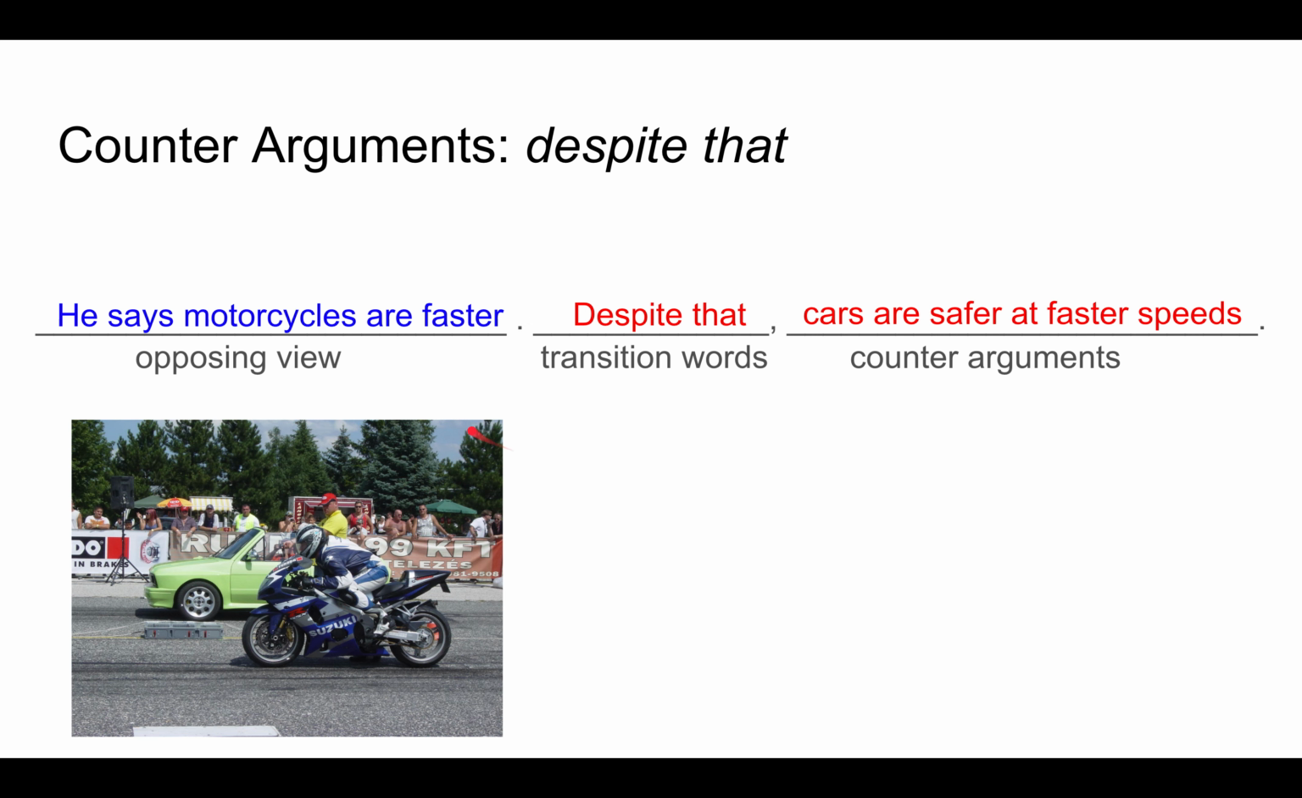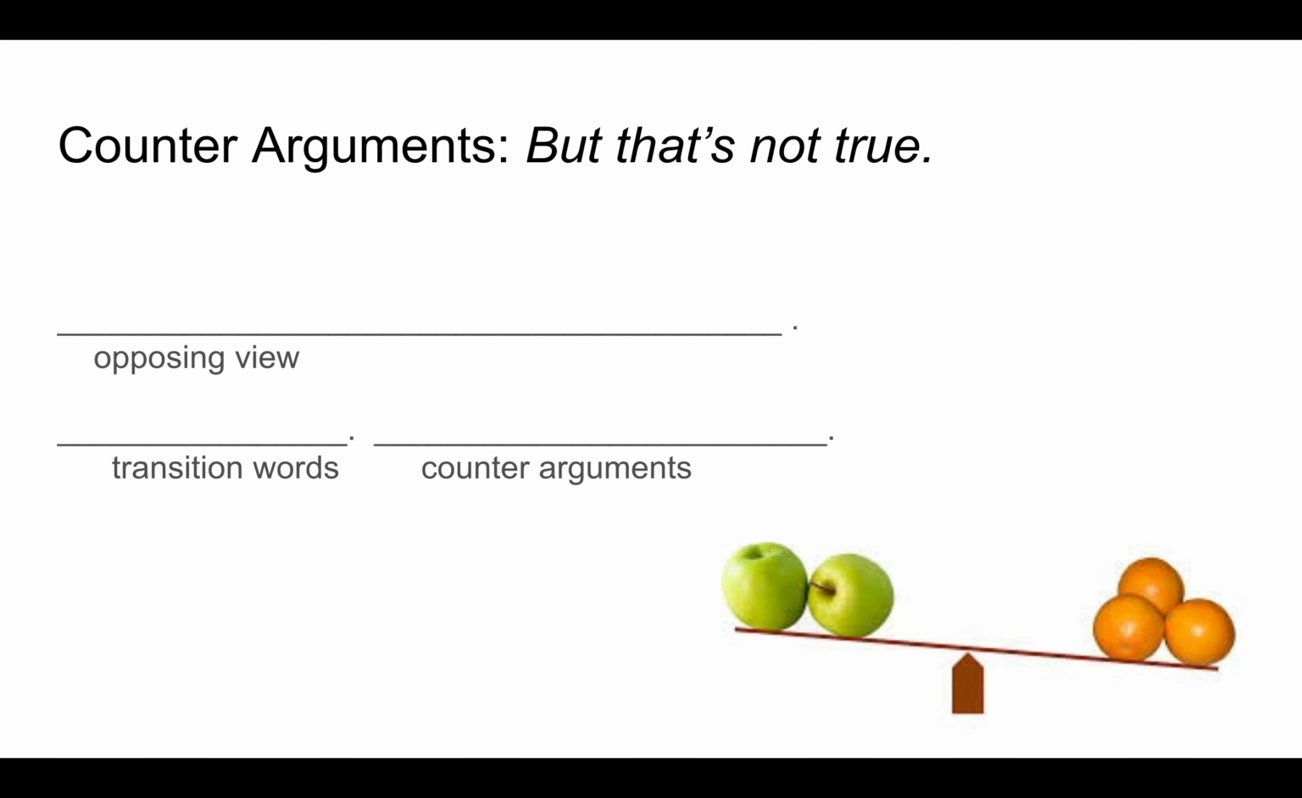So one more time, I introduce the opposing view. He says motorcycles are faster. I signal that I will make a counter argument with a transition word. Despite that, and I provide the counter argument. Cars are safer at faster speeds. I know cars are better. He says motorcycles are faster. Despite that, cars are safer at faster speeds. Now let's talk about, but that's not true.